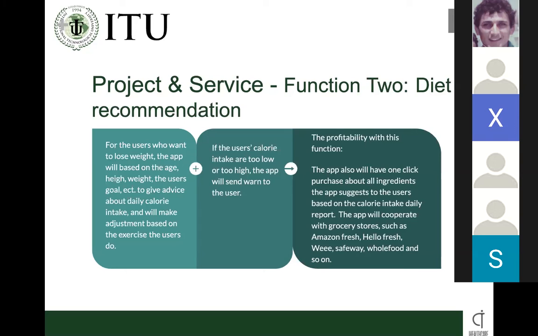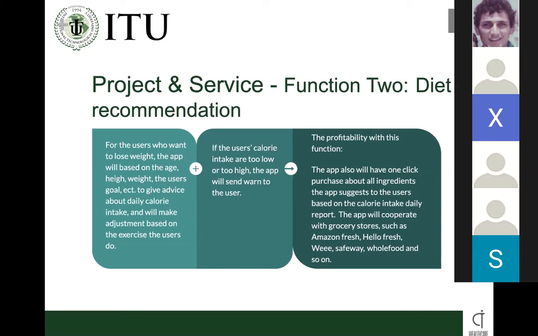If the user's calorie intake is too low or too high, the app will send a warning to the user. It's like, okay, you did 1 hour of exercise, you should drink more water, or you should eat more food to balance your body, to make you healthy and lose weight.